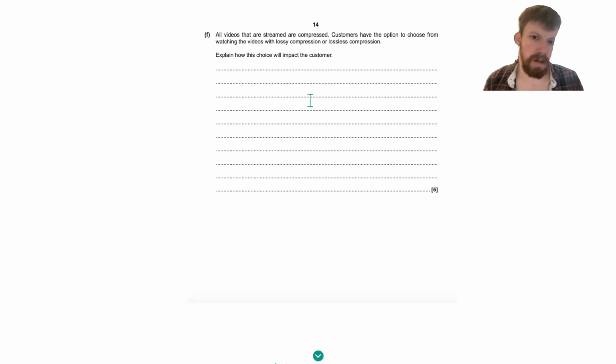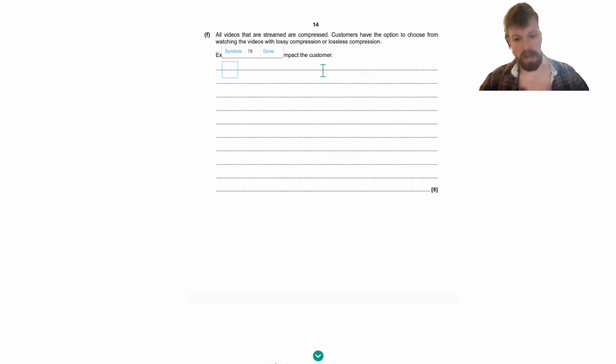Okay, so all videos that are streamed are compressed. Customers have the option to choose from watching the videos with lossy or lossless compression. Explain how this choice will impact the customer. So it's a 5-mark question here. We need to be thinking about describing both of them and thinking about how this is going to be working. So what I'll be doing is I'll just give a little description of lossy compression to start with.